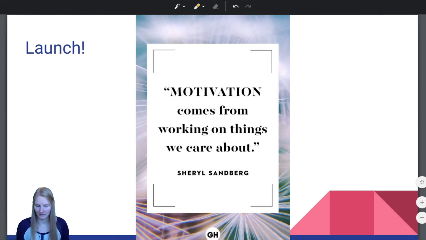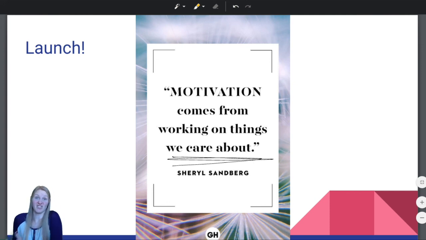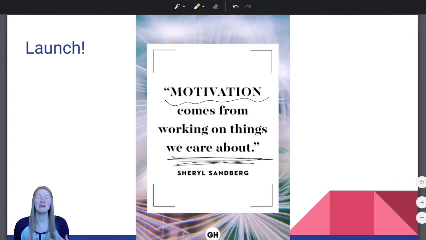But we get to choose the things that we care about. Now, it's more difficult to care about some things than others, just like it's more difficult to care about some people than it is other people. Some people you naturally just want to be around, you want to care about, and other people you don't click with as much. And that's okay. It's okay to need to work a little bit harder to care about things. But if you want motivation, you need to truly care about something. So if you want motivation to work on your schoolwork, you need to care about your schoolwork.